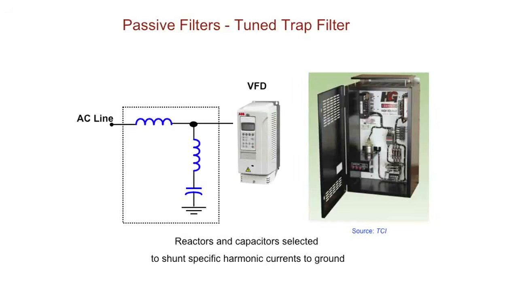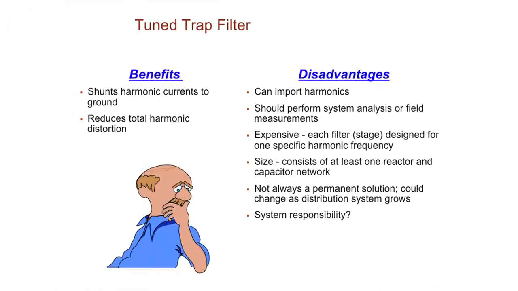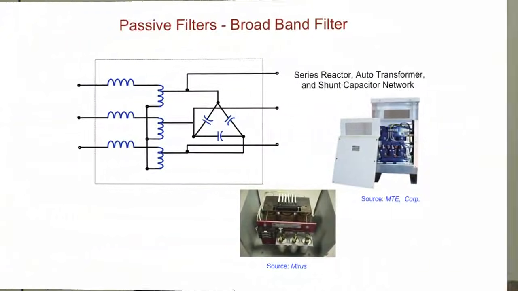TCI has one. You can see there's a lot more components in here compared to that last filter that we were looking at. It can be used to improve the harmonics, not just what the VFD is causing. It works across no matter what the loading on the VFD is. The size, you might want to consider. It's pretty sizable, and can be expensive too, but it's a solution.